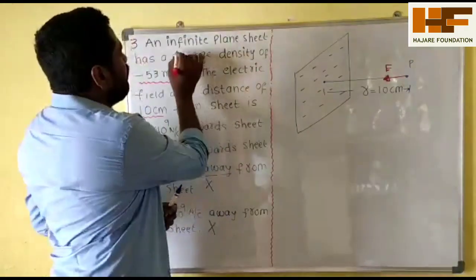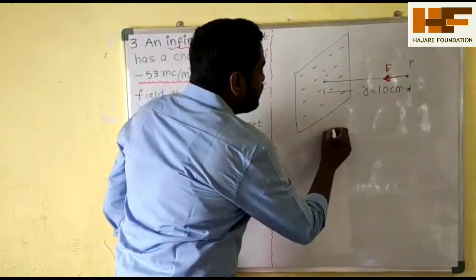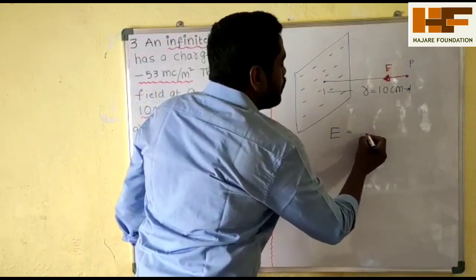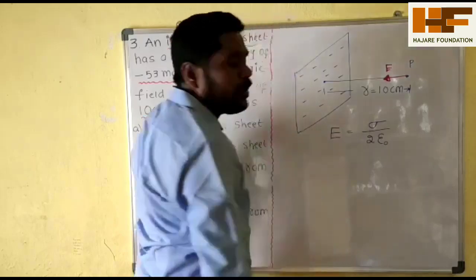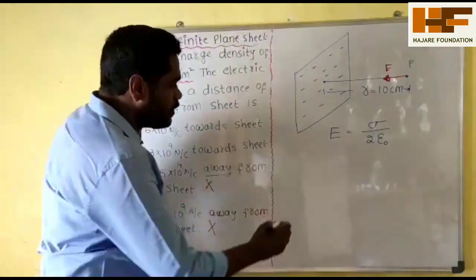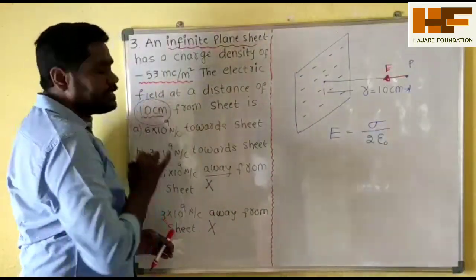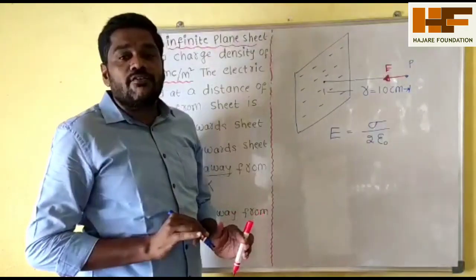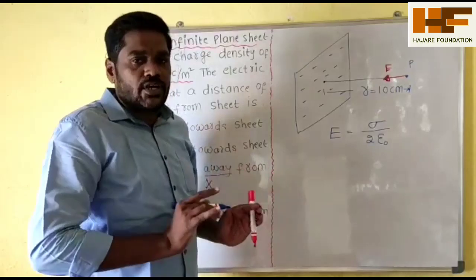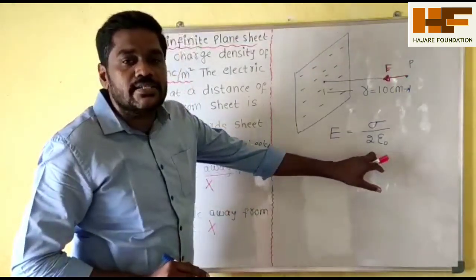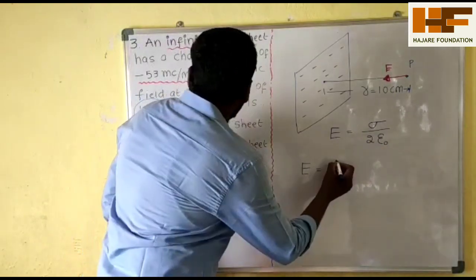What is the formula? This is an infinite plane sheet. For the infinite plane sheet, what formula have I given? The formula I have given in the previous class. That is equal to what? That is sigma by 2 epsilon naught. This formula I have given. Correct or not? Just substitute the values. What will you get now? One more important point: here they have given the distance, 10 centimeter, but the electric field due to an infinite plane sheet does not depend on the distance from the charge. Correct? That's why here I am not taking any distance in this formula. Therefore now E is equal to, that is equal to what? Sigma value what?